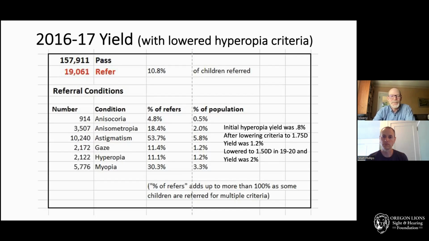That's the other thing. So anyway, bottom line is we wanted to increase the yield and capture those kids with hyperopia. So what we did is we lowered the criteria first to 1.75, which increased it a little bit, but then we lowered it most recently to 1.5 diopters, and now we're getting about 2%. And I think when we look at the data this year, we're going to find that it might even be a little bit higher. So the pandemic definitely, with all the near point work and the online stuff, it definitely helped kind of drive the hyperopes out of hiding.